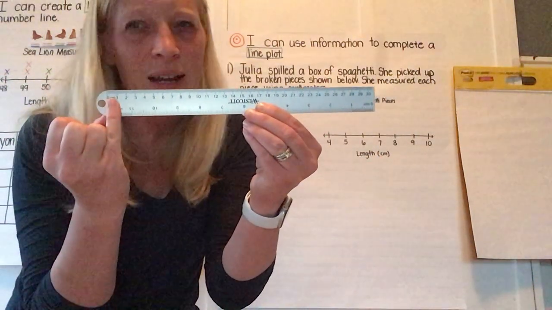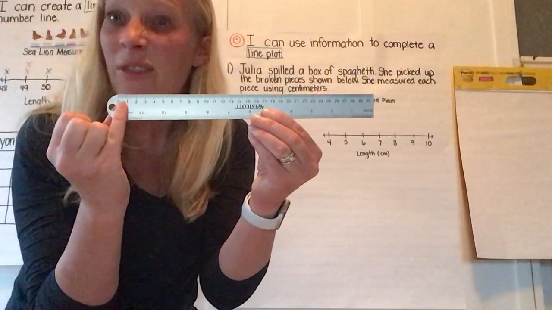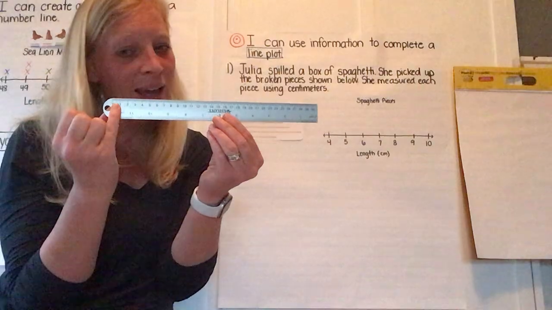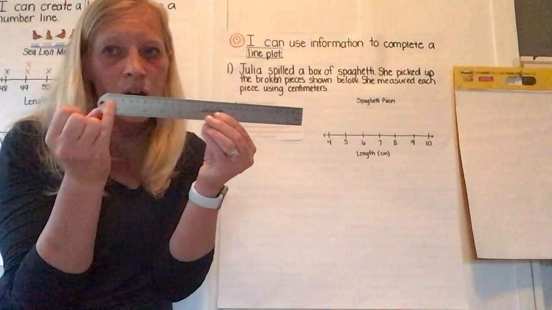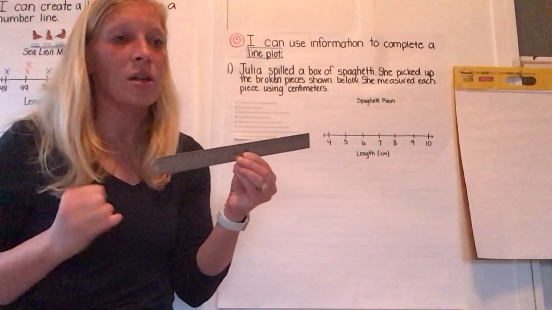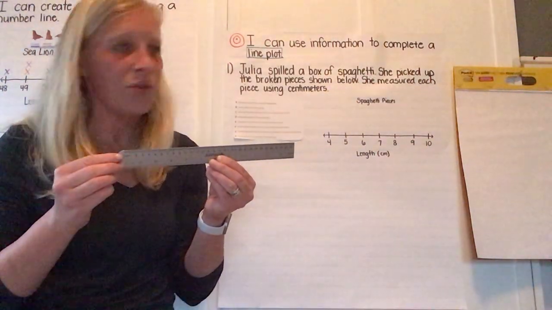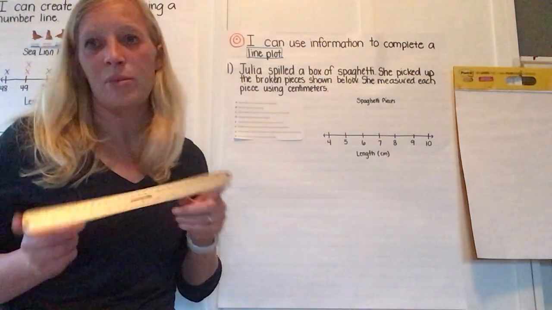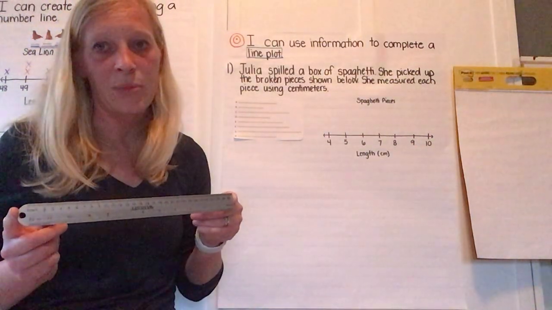Remember back a couple weeks ago, it's about the size of our pinky. So if you don't have this ruler at your house, that's okay. Be great if you did, but if you don't, it's about the size of your pinky, okay? So you can get a little bit of an estimate that way if you need to. She measured each piece using centimeters, but we don't know how long these pieces are, do we?